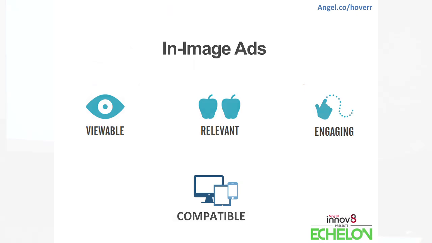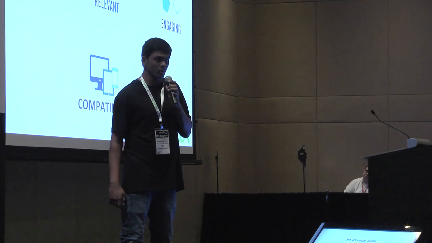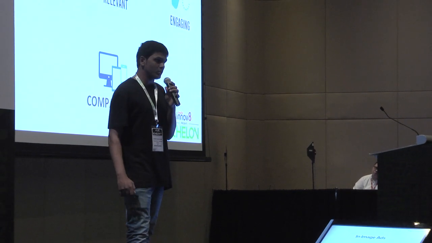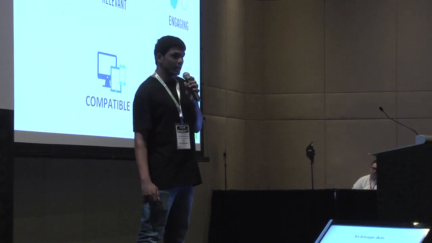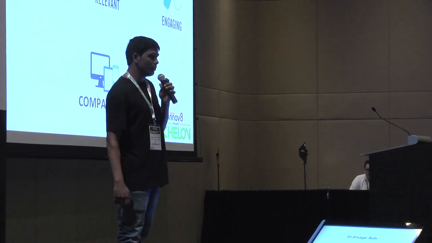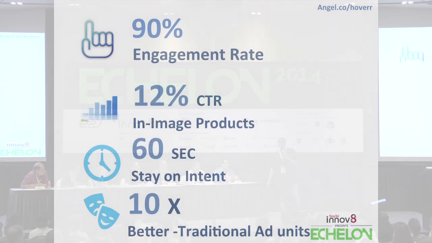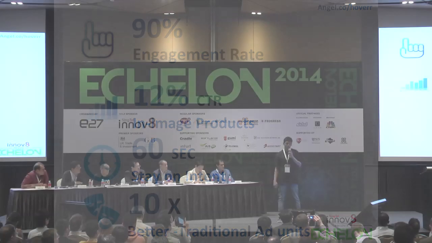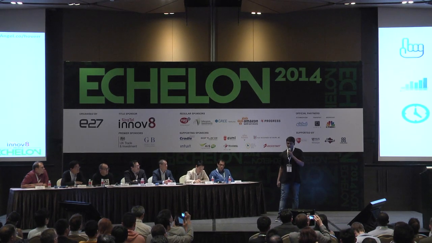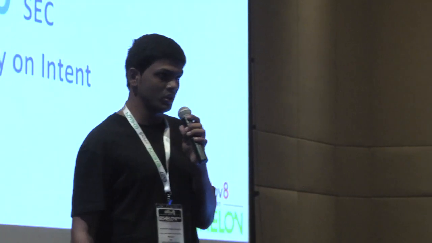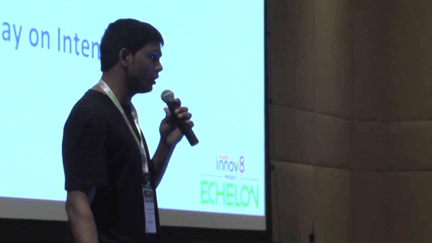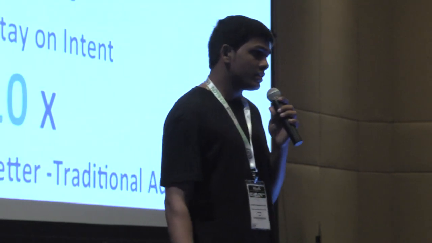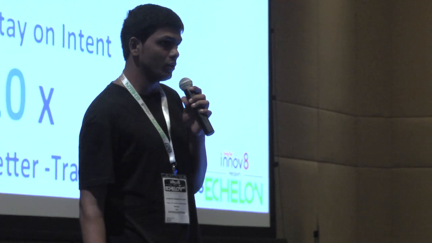In in-image advertising, the ads go inside the images, promising viewability of the ad. And the ad is relevant to the editorial and the image content, and that's why it's highly engaged. And it's compatible with all the devices which you see. You don't have to take my word. We did our testing. We're getting close to 90% engagement on the ads which we show over the images, and a 12% click-through rate on the products which we show over the images. And any user redirected from the product stays on the landing page for more than 60 seconds, which shows that the user has clicked on the product by intent. And these are on average 10 times better than the traditional ad units.